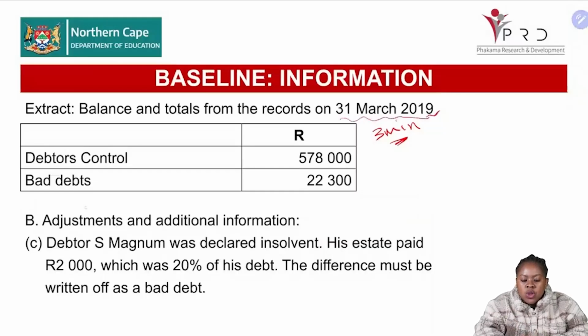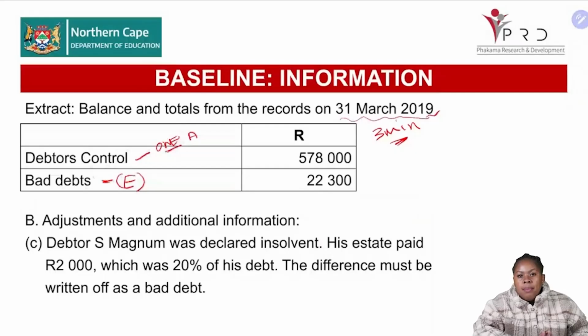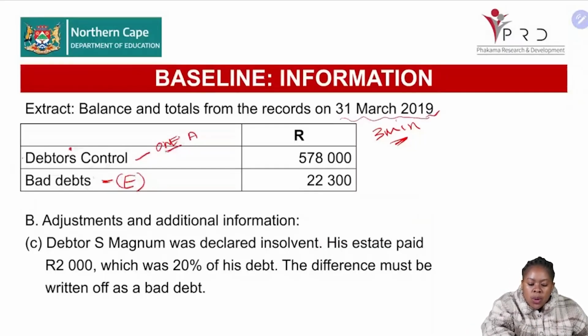Now, the reason why I'm showing the debtors control and the bad debts is because I want to explain to you that the debtors control are people that still owe us, okay? They owe us, so this is an asset. And then the bad debts is an expense. Now, these are the people that owed us money because they could not pay us for whatever reason. They were moved to the bad debt, so they are no longer in our debtors control. We took them out and put them into our bad debts.